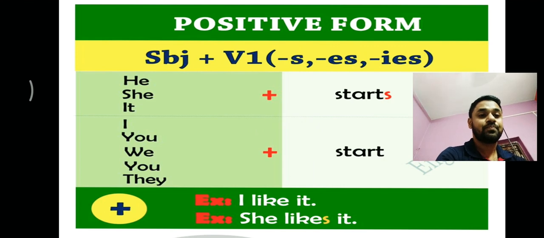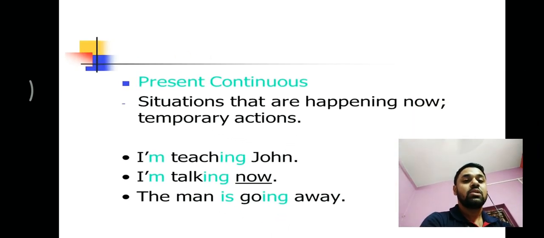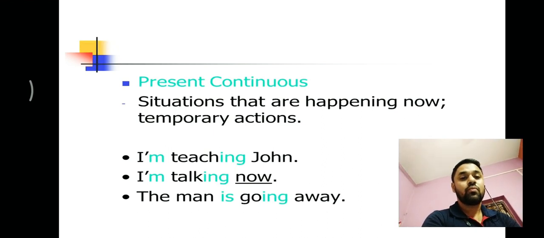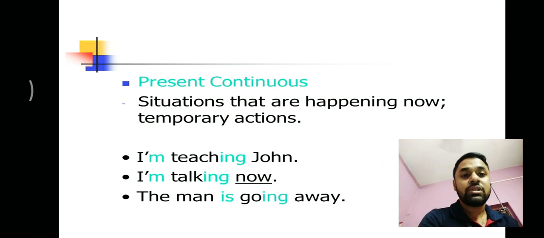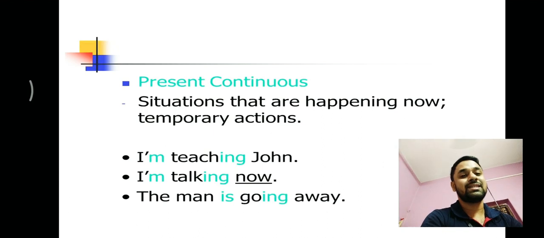Okay, next, present continuous tense. Situations that are happening now, or temporary actions. Situations that are happening now means what are you doing now, what is happening now. If you want to tell that thing, that time you have to use this tense, present continuous tense.